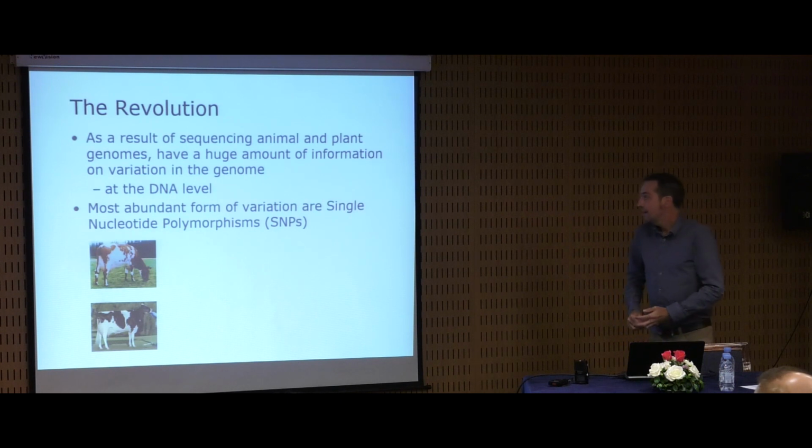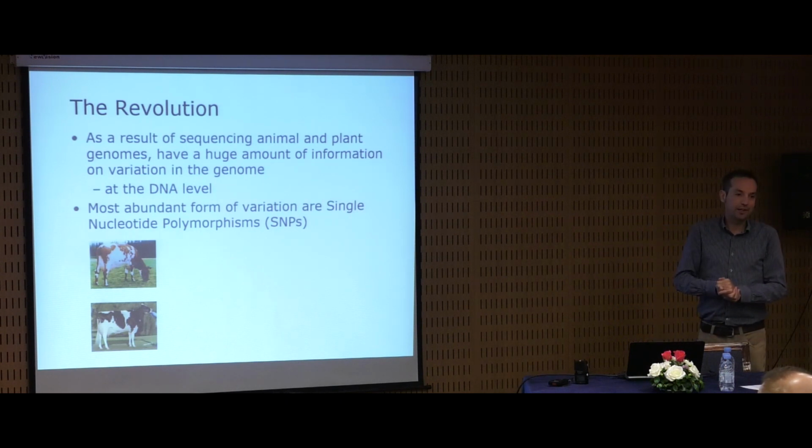Okay, the thing we do have in our favour though is, I guess you could call it the genomic revolution. And as a result of sequencing the genomes of our species that we're interested in, we're discovering a huge amount of information on variation at the genome level. And the most abundant form of variation we find are single nucleotide polymorphisms, or SNPs.